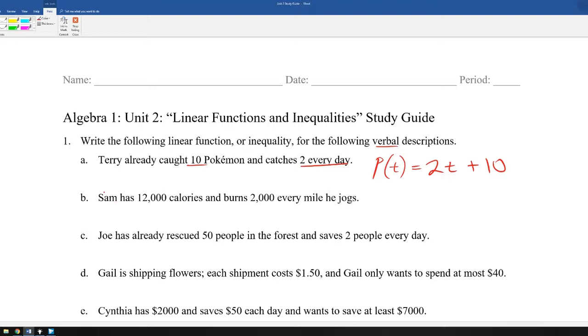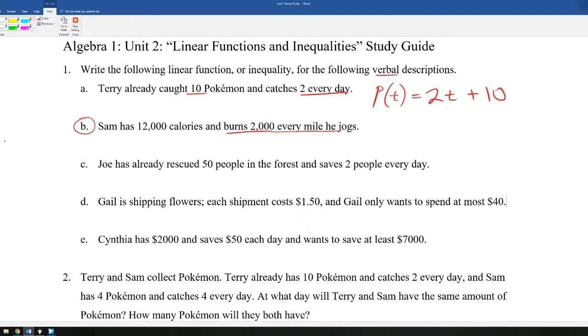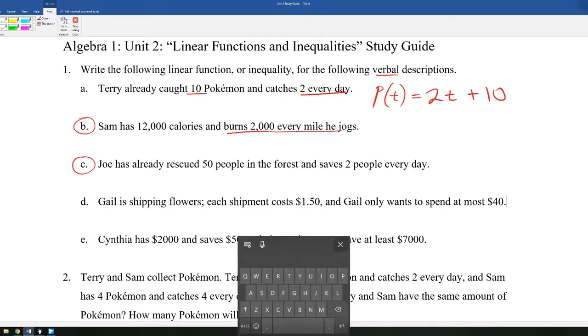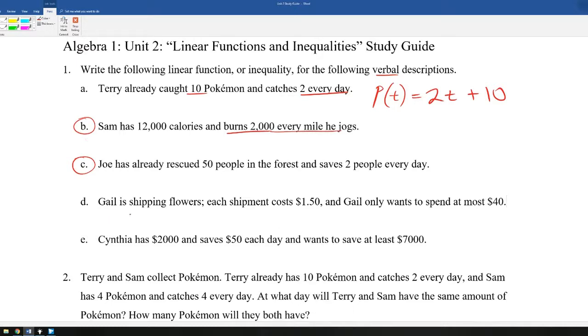So go ahead and try part B. But just be aware, Sam has a certain amount of calories already, and he burns 2,000 every mile he jogs. Burns, does that mean he's adding 2,000 every mile, or is he subtracting 2,000 calories from his 12,000? So that's my hint for part B. All right, so part C is a lot like A, so I think you guys can handle that one on your own.